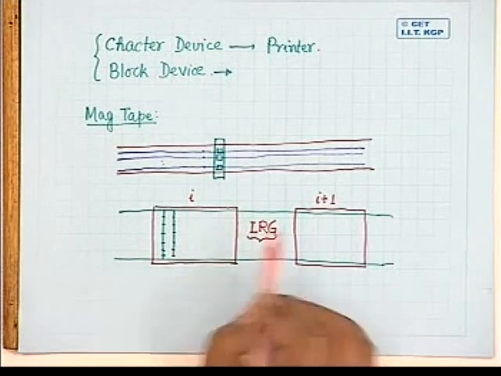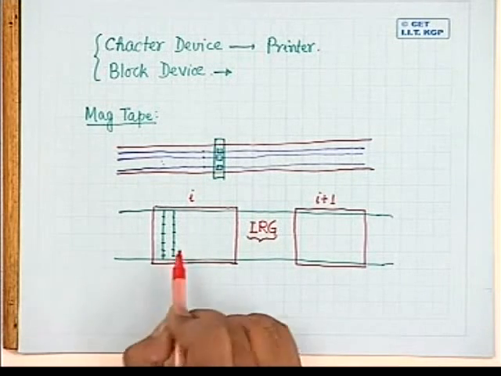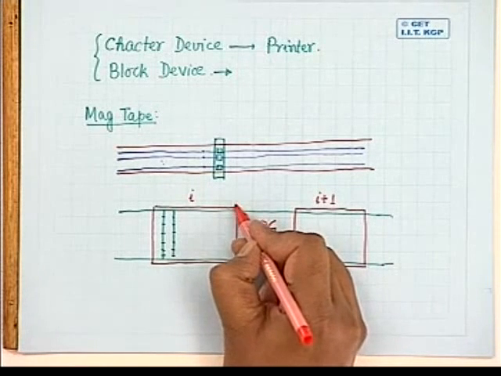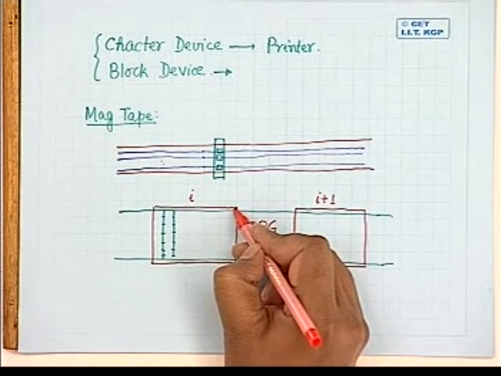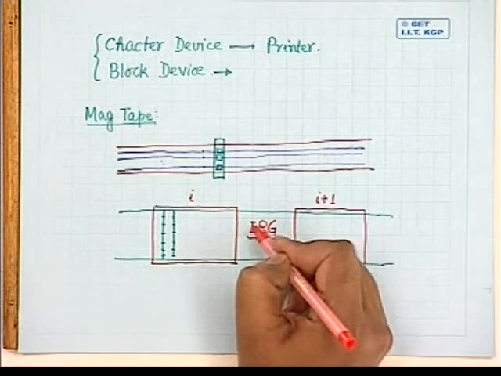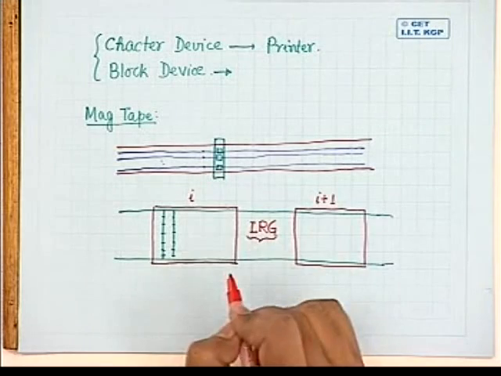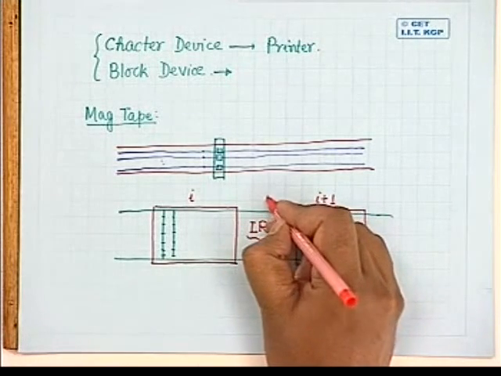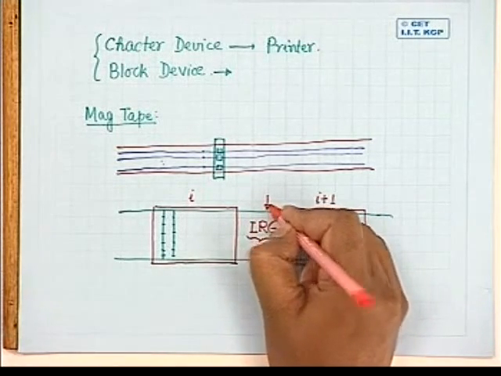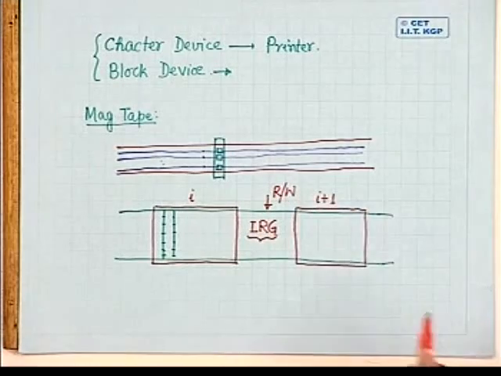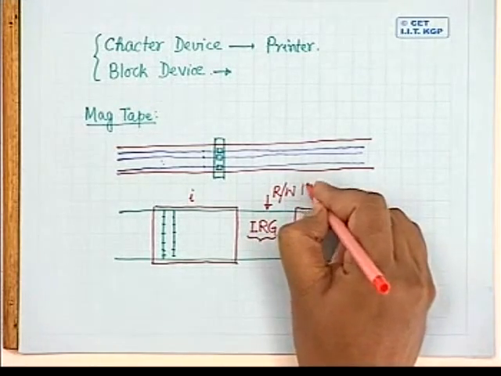But every driving system will have some inertia. So because of that inertia, the tape cannot be stopped exactly at this location. Okay, the tape will pass below this read-write head, and maybe when the tape comes to a halt state, the read-write head is positioned somewhere here.